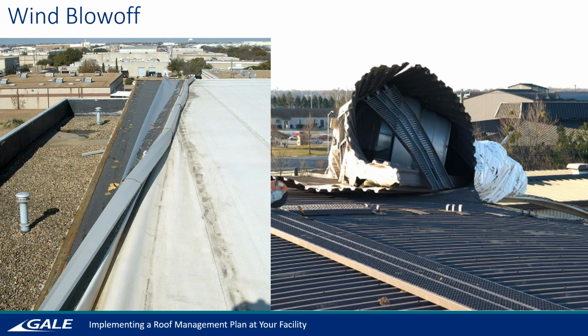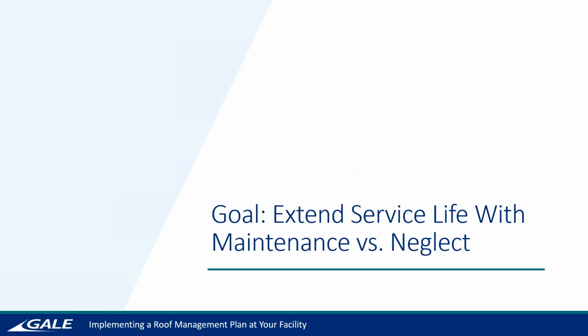On the right, you can see that the equipment was very well fastened to the roof, but the roof was not very well fastened to the structure. So it rolled it all up. Again, a costly thing, an emergency that happens just out of nowhere. So the goal is always to extend the service life of the roof with maintenance. But let's look at maintenance versus neglect.